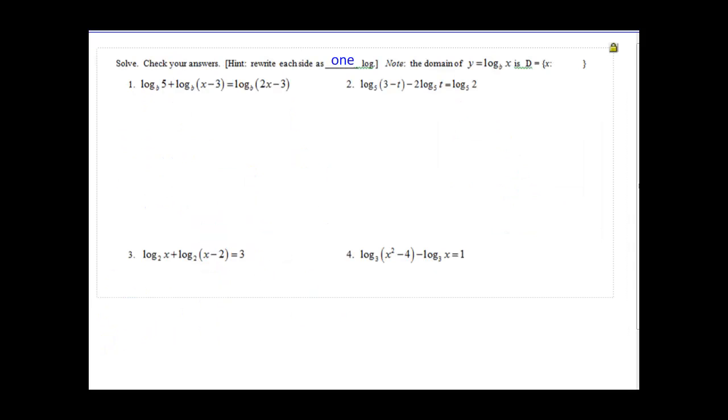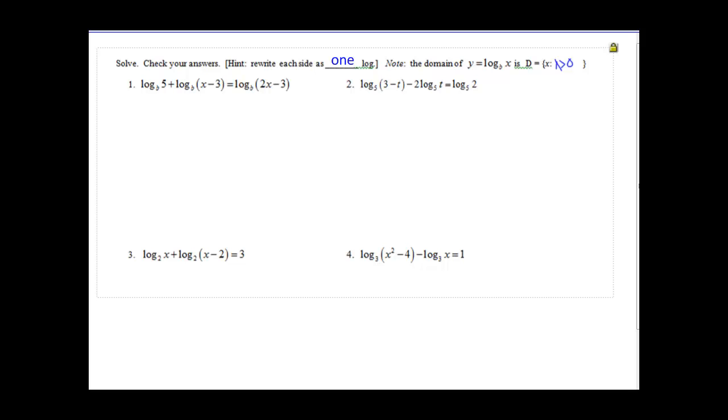All right, last, solving. Check your answers. We need to rewrite each one of these logs as one log. Note, the domain of y equals log base b of x is that x is greater than 0. Meaning, when we solve for x, you cannot take logs of negatives. So if we do have negative answers, chances are it's going to be no solution. So let's do 1 and 3. We need to rewrite these as single logs and then solve.